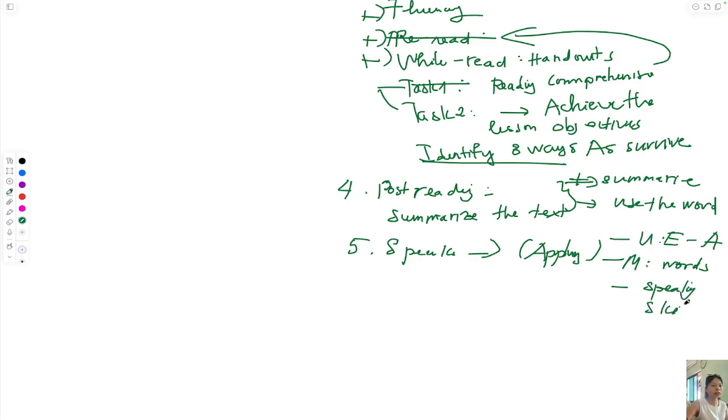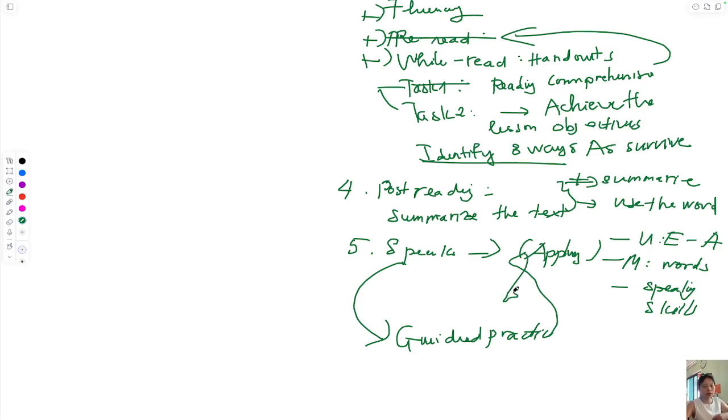But for this one, I still have to provide them with some guided practice. And here's how. It's a little bit hard for me to use this one. And what is that practice here? I'm going to show you.